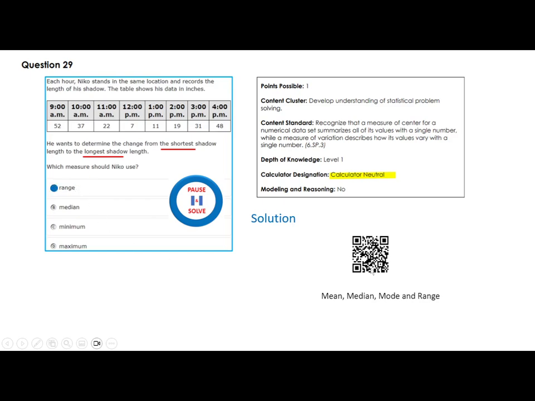Okay? Now, I have a video for you. You can watch this video to give you a good review on mean, median, mode, and range. I highly recommend to watch this video.